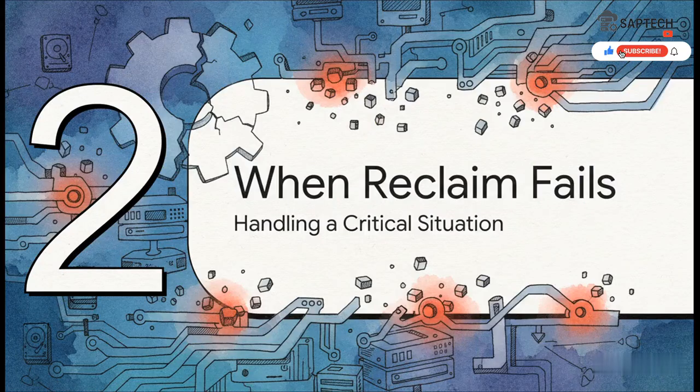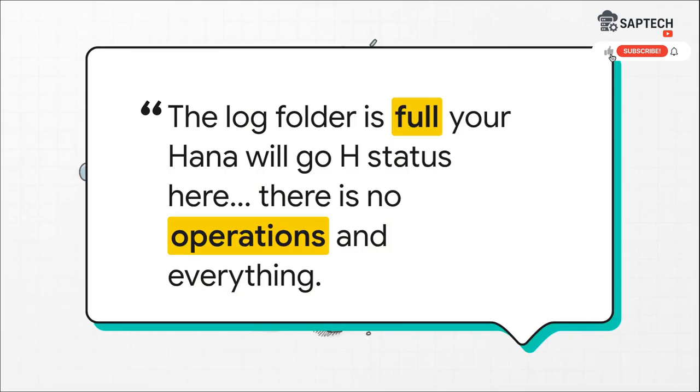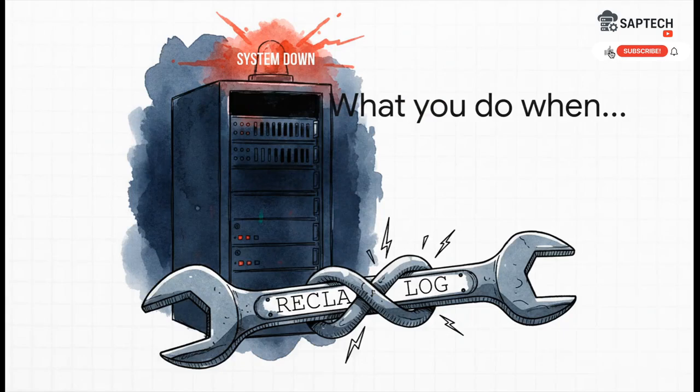But what if it doesn't work? What if you run that reclaim command and absolutely nothing happens? The log volume is still blinking at you, stuck at 100%. Well, this is where things get serious, and you need a new plan. And this is exactly why it's so critical. When that log folder is full, your HANA database can literally just freeze solid. It stops all operations, no transactions, no queries, nothing. Your business is effectively down. So, the standard tool in your toolbox just failed. The system is dead in the water. What now? This is the moment we switch from standard procedure to, let's call it, emergency intervention.